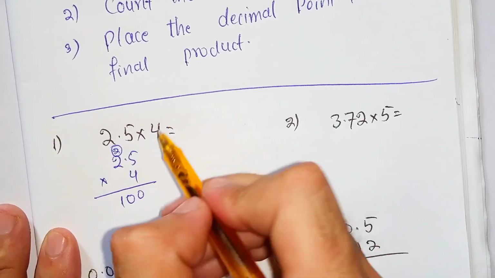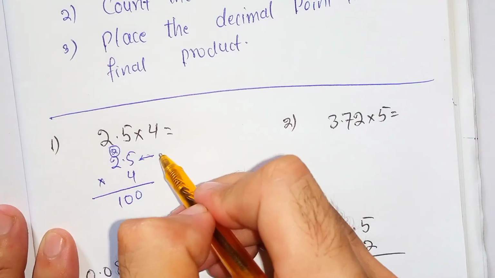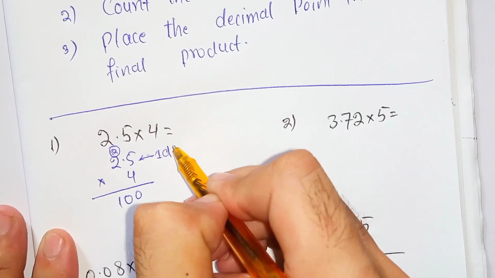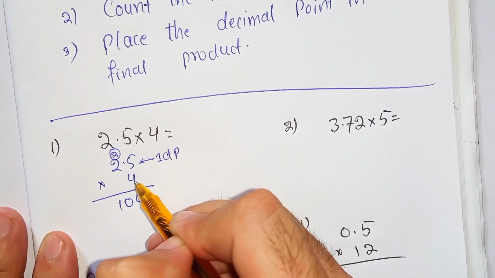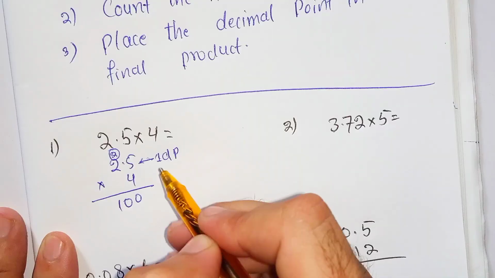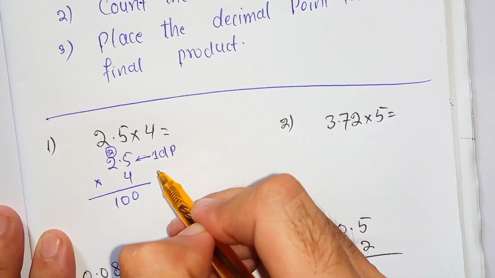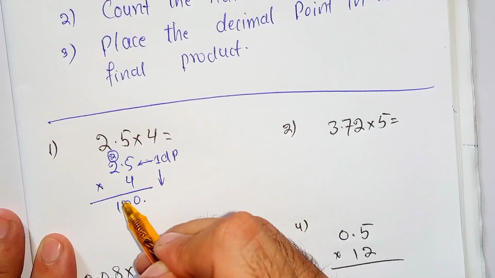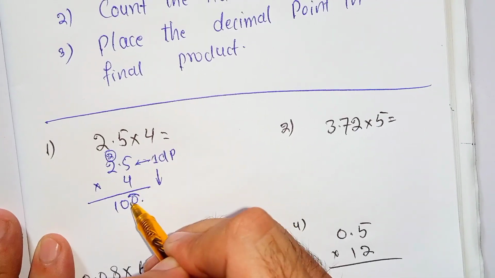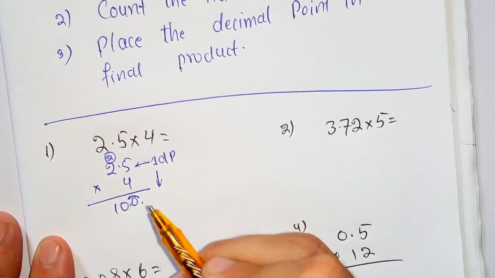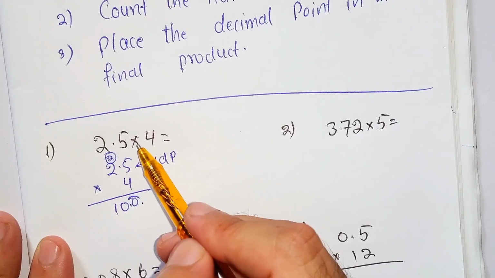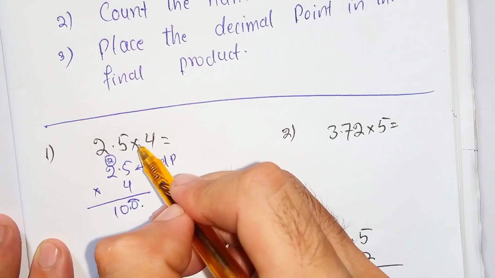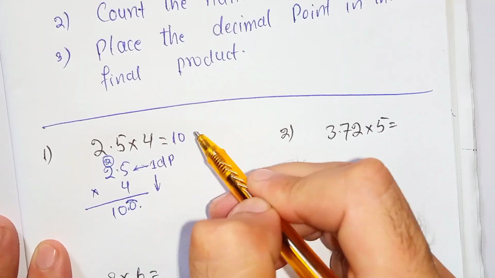Right, so here we see that there is one decimal place in the 2.5, and there is no decimal point in the 4. So here we will bring down the decimal point. We will move the decimal point from right to left by one place, right, which makes the 100 into 10.0. So 2.5 multiplied by 4 is equal to 10.